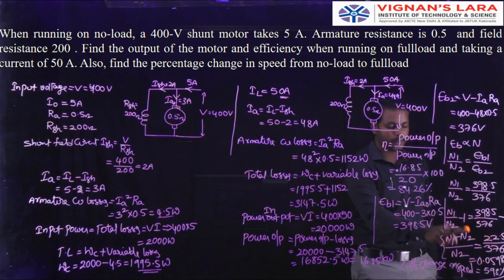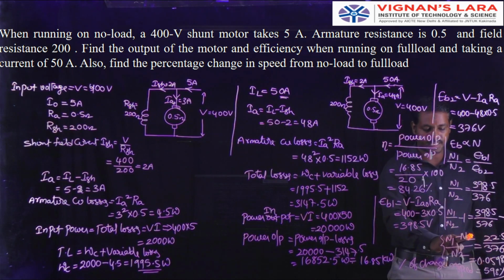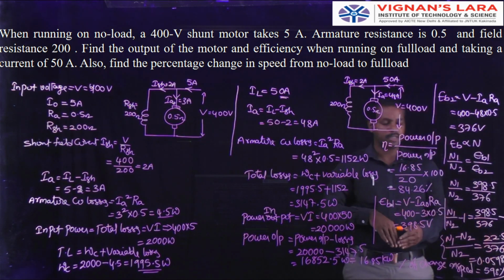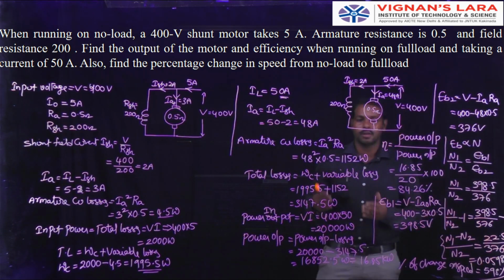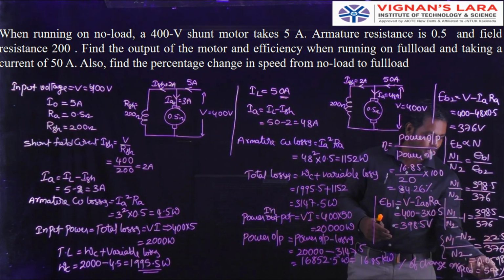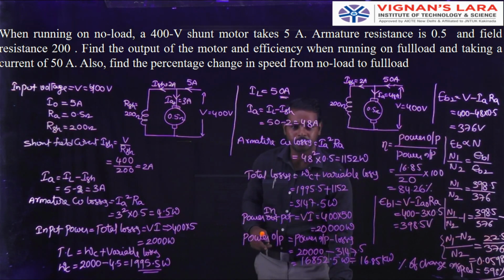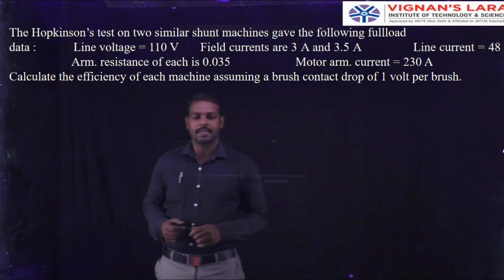So this parameter is to be calculated. Percentage of change in speed means (N1 minus N2) by N2. That value should always be nearer to 0; only then is the machine an effective or good machine. So that's why the percentage of change in speed is 5.98%. So that is the first one. Next one is Hopkinson's test.